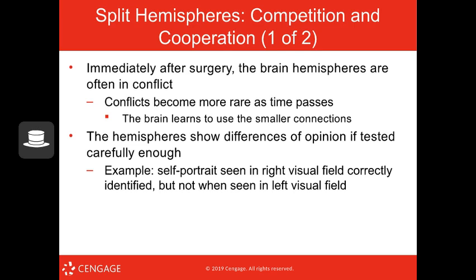So the hemispheres will show differences of opinion based off of how they are tested. One example of this type of issue would be looking at a self portrait. If you look at it in your right visual field, you would have an easier time identifying yourself in the portrait. But if you looked at it in your left visual field, you might have a harder time.